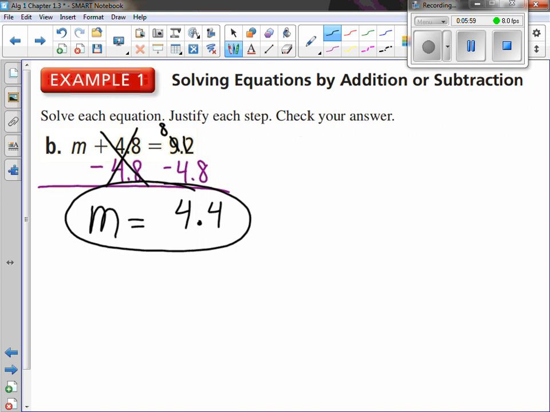So justify our steps. Well, what did we use? We used the subtraction property of equality, and we subtracted what? 4.8 from both sides. And that's all we did.